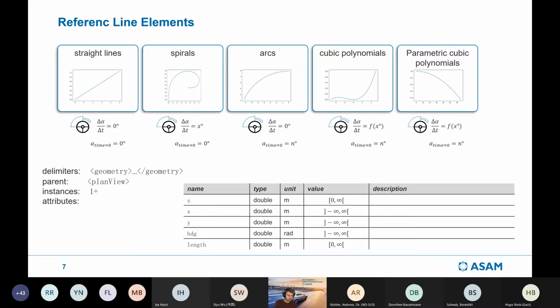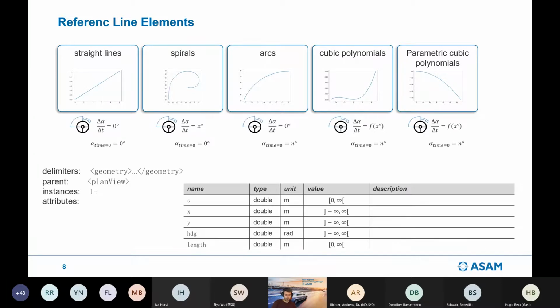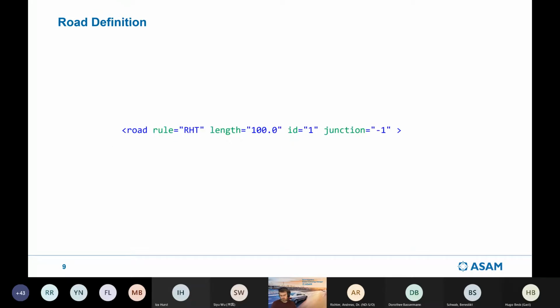All the attributes we have for the reference line are rather simple. So we have an S position, X, Y position in the overall inertial coordinate system, a heading and a length. And if we want to design a road, we can do so and specify length and an ID for each road. And each road will have its own reference line pieced together out of the previous pieces. And then we have a type.